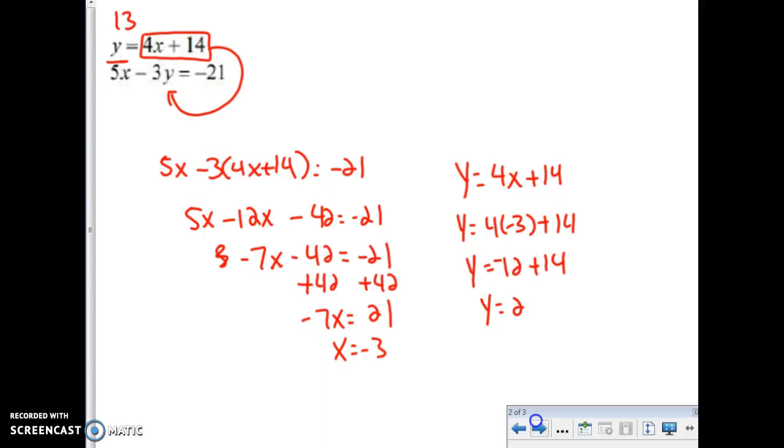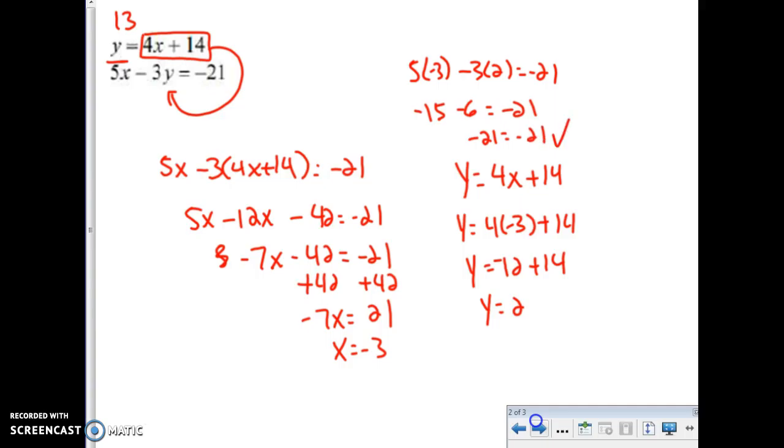So if I plug negative 3, positive 2 into that second equation, I should get it to work. 5 times negative 3 minus 3 times 2 should get me negative 21. Negative 15 minus 6 equals negative 21. Negative 21 equals negative 21, so that works.